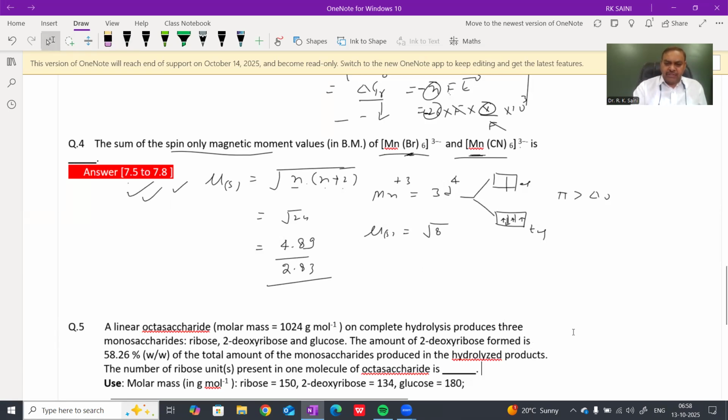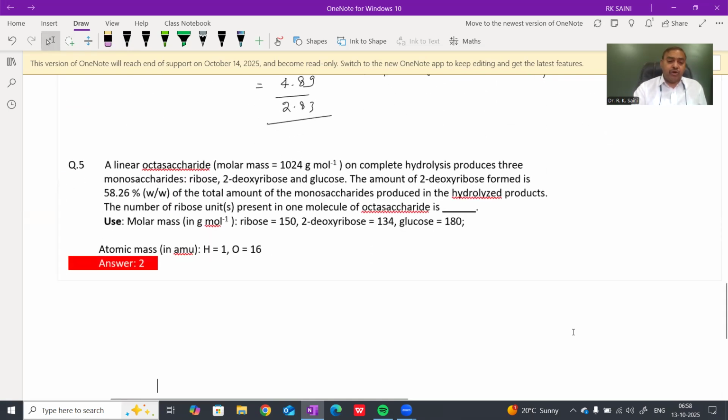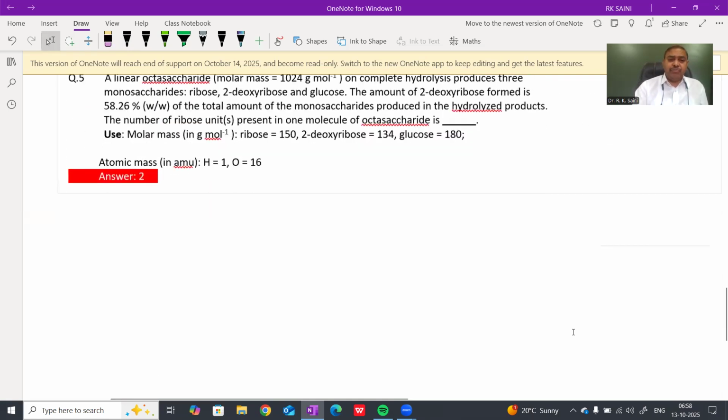Question number 5. This question is taken from biomolecules. Biomolecules is another important topic for JEE Advanced as well as Main. A linear octasaccharide, molar mass 1025, on complete hydrolysis produces 3 monosaccharides. The amount of 2-deoxyribose, weight by weight, is 58.26%. Find the number of ribose units in 1 molecule of the octasaccharide.